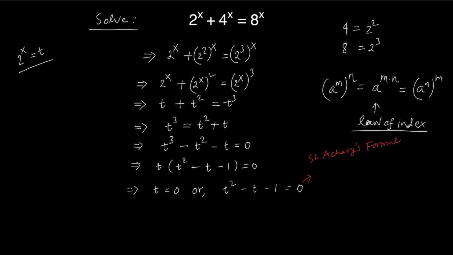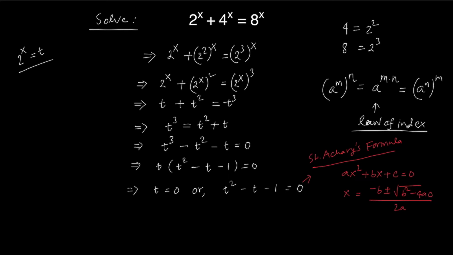And the formula is, for any quadratic equation of the form ax square plus bx plus c is equal to 0, x is a solution, then x will be minus b plus minus root over b square minus 4ac by 2a.